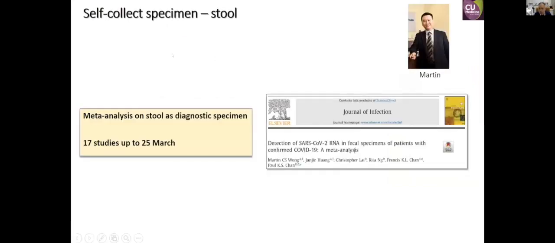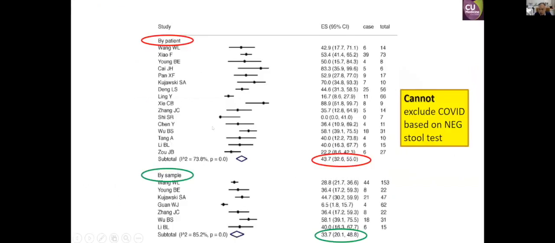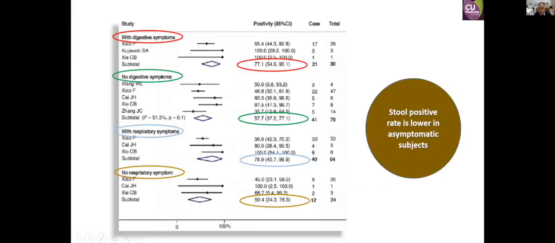Okay, I just want to mention briefly about stool. We did a meta-analysis to try to see the performance of stool as a diagnostic test. If we analyze by patient for these studies, the diagnostic sensitivity is only 43%. So if you take one sample, you better take a respiratory rather than stool sample. Now for patients with digestive symptoms, the sensitivity is better, 77%. But for those without symptoms, it is only around 50%.